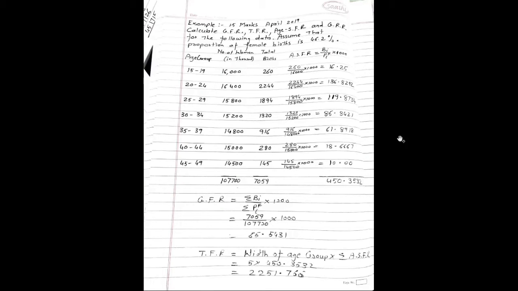See the next example. This is also April 2009 question paper for 15 marks. Calculate GFR, TFR, age specific fertility rate and GRR for the following data. Assume that proportion of female births is 46.2%. So the data is given, age group wise number of women and total births are given. We have to find age specific fertility rate as BI upon PIF into 1000. And then we will take the total of age specific fertility rate for getting TFR.